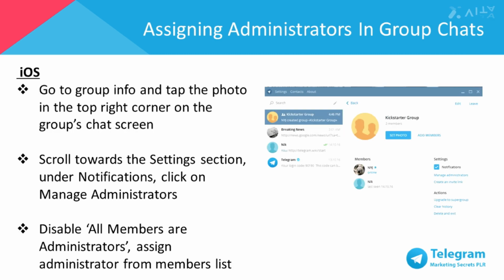To assign administrators for iOS, go to Group Info and tap the photo in the top right corner on the group's chat screen. Scroll towards the Settings section under Notifications, click on Manage Administrators. Disable All Members are Administrators and assign a specific administrator from the members list.